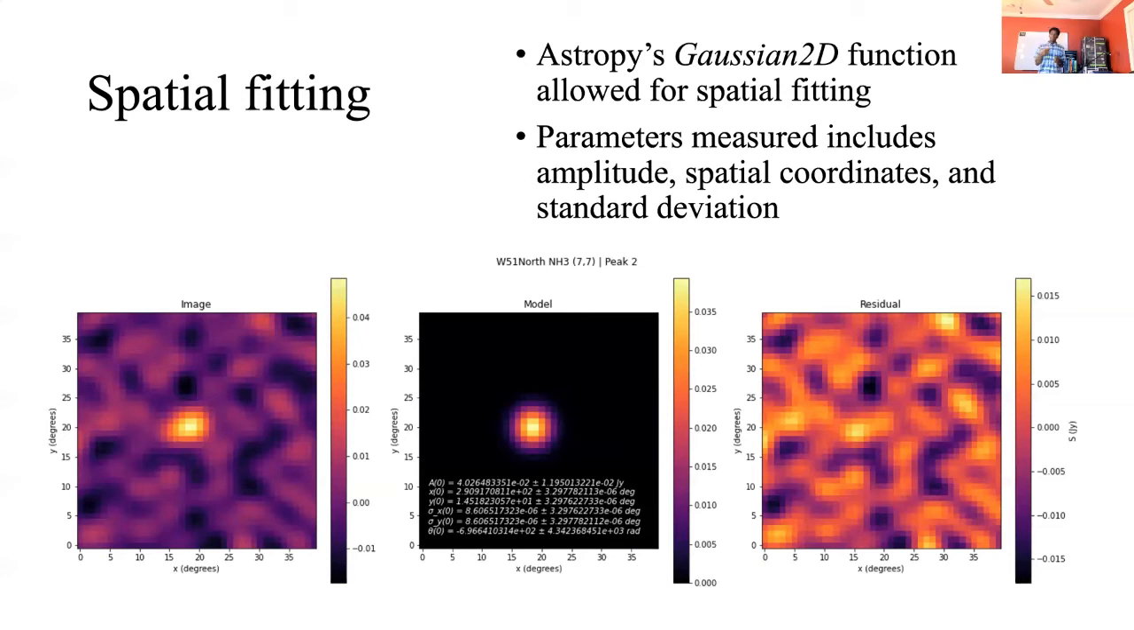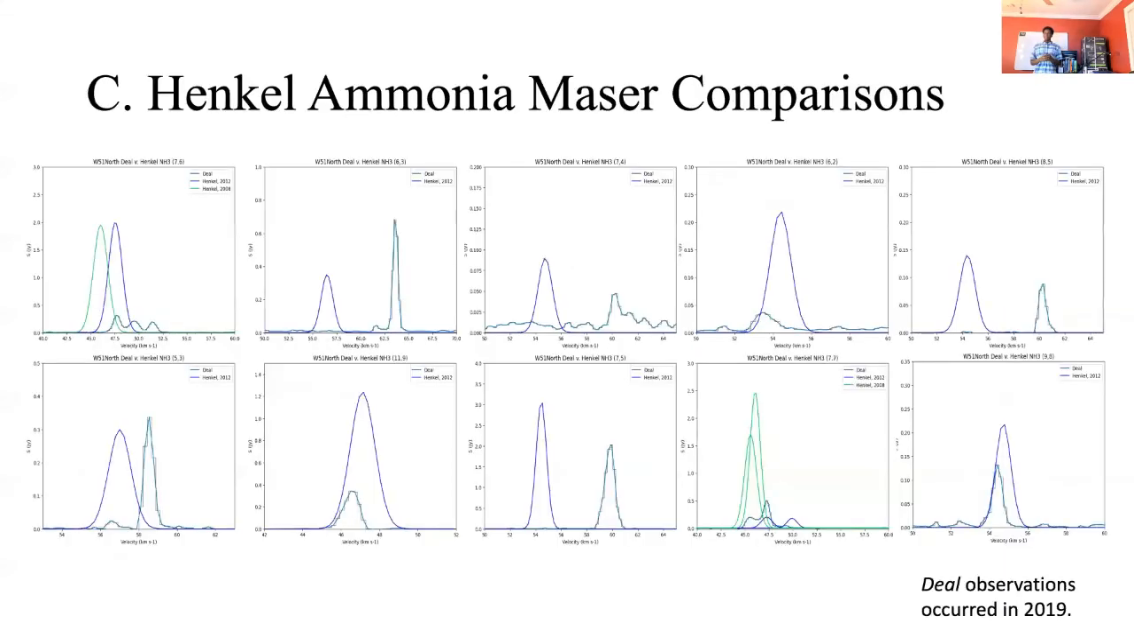Measure each location of each maser, and that allows me to put each maser in a catalog, so I can compare to other datasets and research articles. So here is a comparison between my data that I've preserved and Henkel's data, and we're both looking at ammonia masers in the W51 North region.